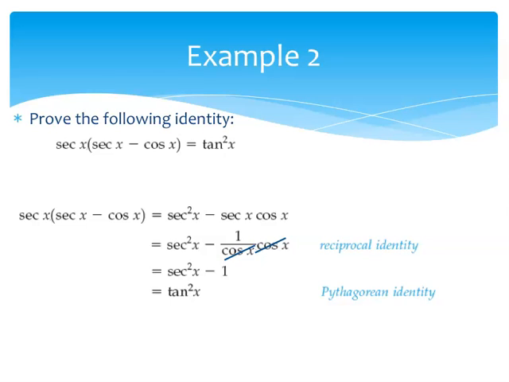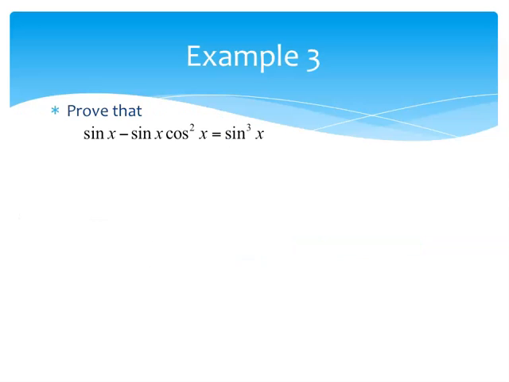All right, let's take a look at example 3. Prove that sine of x minus sine of x times cosine squared x is equal to sine cubed x. Okay, so again, pick the side that looks more complex, in this case the left-hand side, and we want to make that left-hand side equal sine cubed. Okay, start with the left-hand side, and let's see if there's anything we can do here.